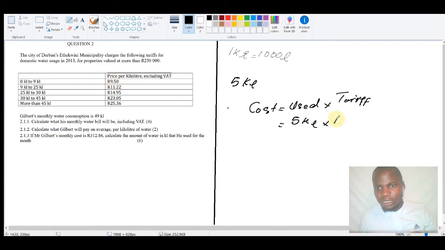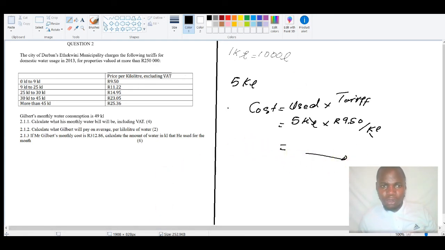9 rand 50 per kiloliter. So you see our tariff has a unit of payment. Our unit of payment here is rand, and the unit of measurement is kiloliters. So the kiloliters simplify, then you remain with your cost. Then you use your calculator and find the answer.